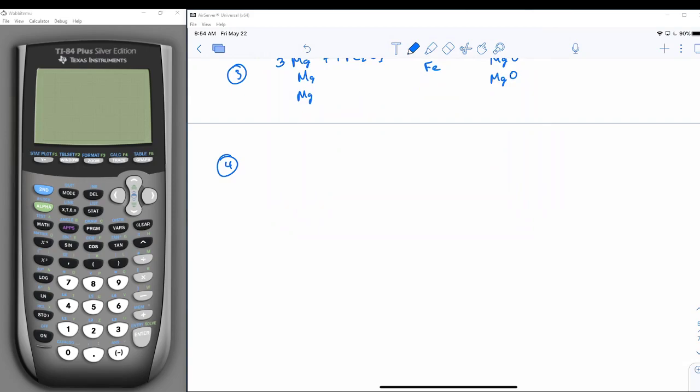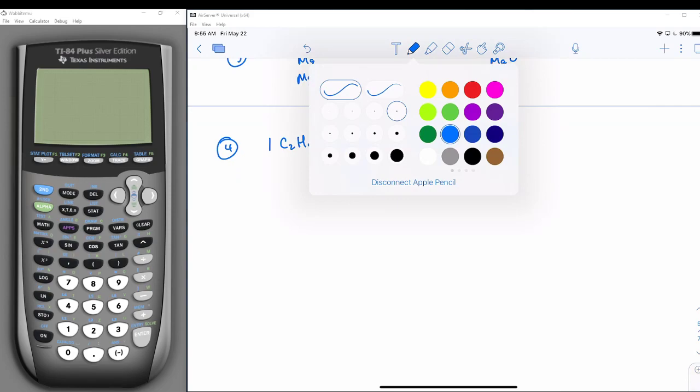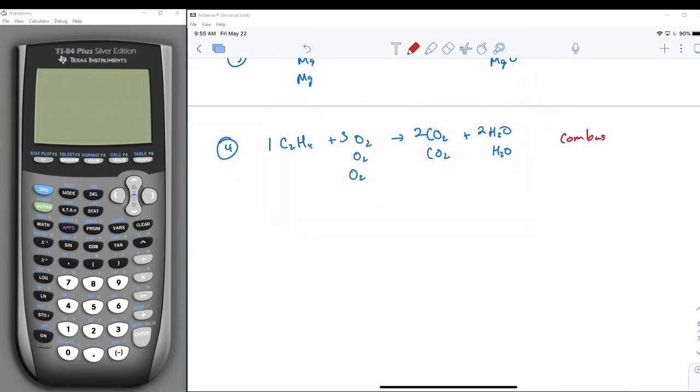Okay, so 4, you have C2H4 plus O2 yields CO2 plus H2O. So in this one, it is still fairly easy. H2O here, and then CO2 here. And so you count, you have 6 O's, so that means you need 3 of these. So it's 1, 3, 2, 2. And this is combustion, because you're reacting with oxygen to form oxides.